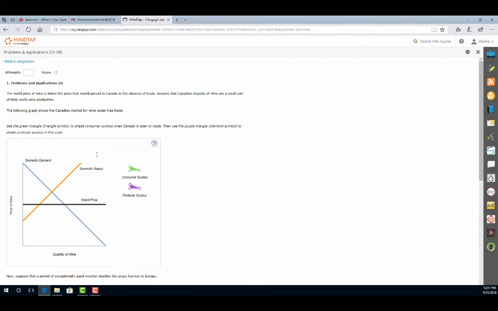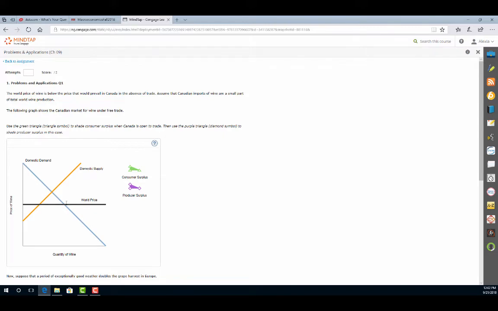So, brief review here. With no trade, or what we call a closed economy, we would get to an equilibrium where the domestic supply and demand intersect with one another. And we'd be right here where my cursor is. But now this diagram is saying the world price, so that's the price being charged in the world, is below this equilibrium price. You need to know what that means.